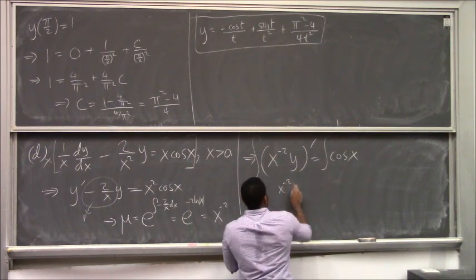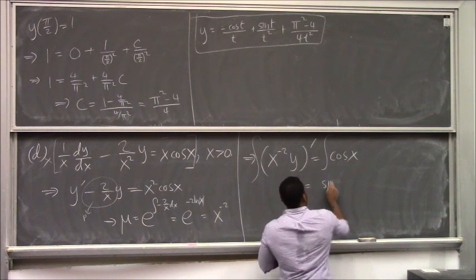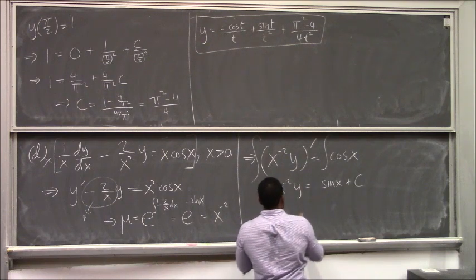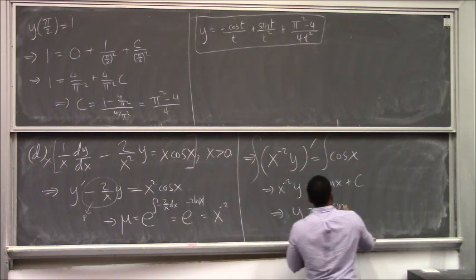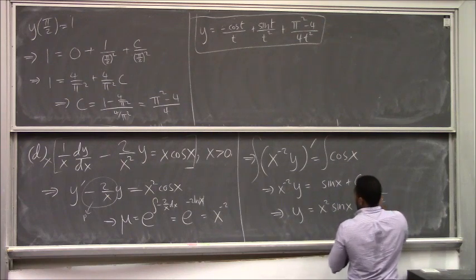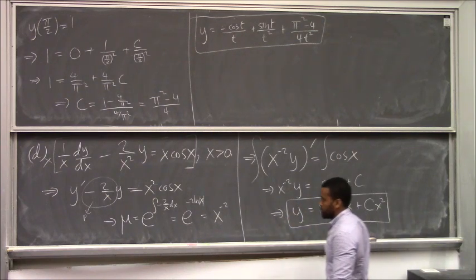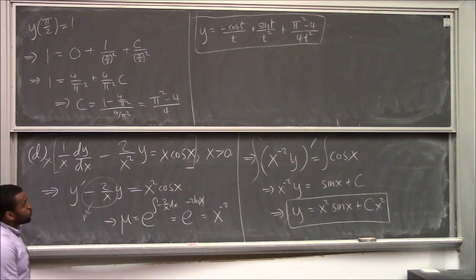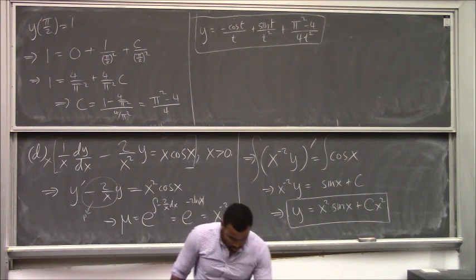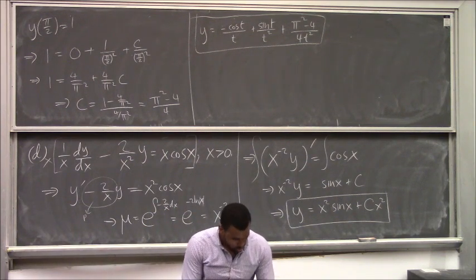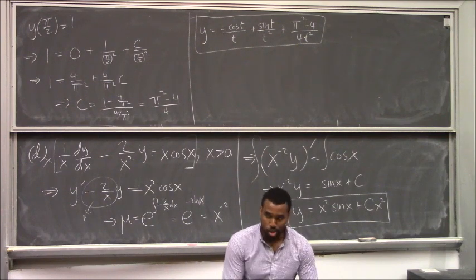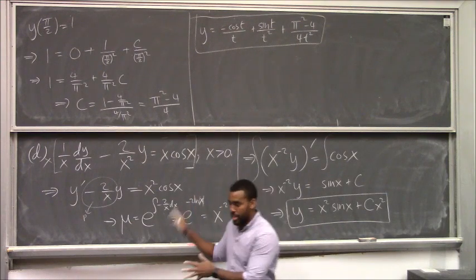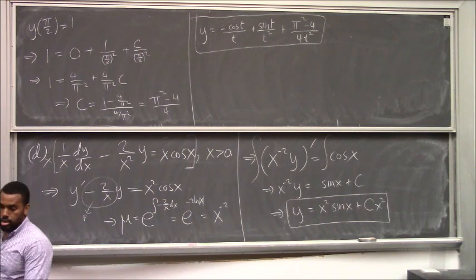And so we're going to have x to the minus 2 y is equal to positive sine x plus c. And then we multiply both sides by x squared. So our y is equal to x squared sine of x plus c x squared, because you multiply the right side by x squared. And that's something you now know how to solve: linear first order differential equations. That's the method. It's called the integrating factor.